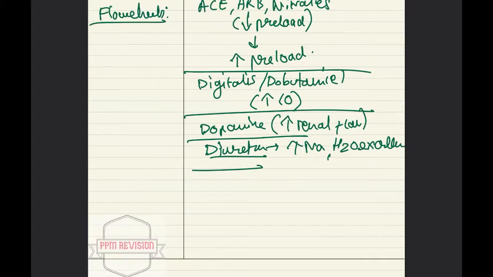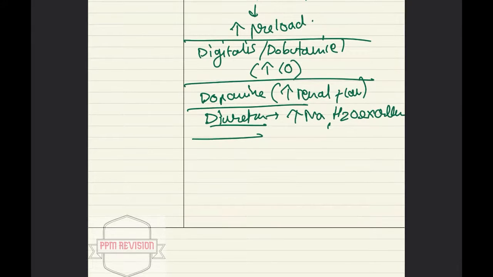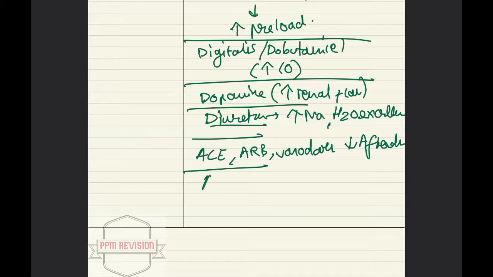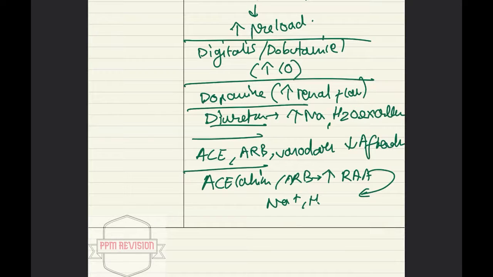Okay, so now if we look at the other side, what is happening? The ACE inhibitors, ARBs and the vasodilators reduce the afterload as well. And in case of ACE inhibitors and ARB, there's an increase in renin-angiotensin activity. Due to this, it again goes to the sodium and water retention.